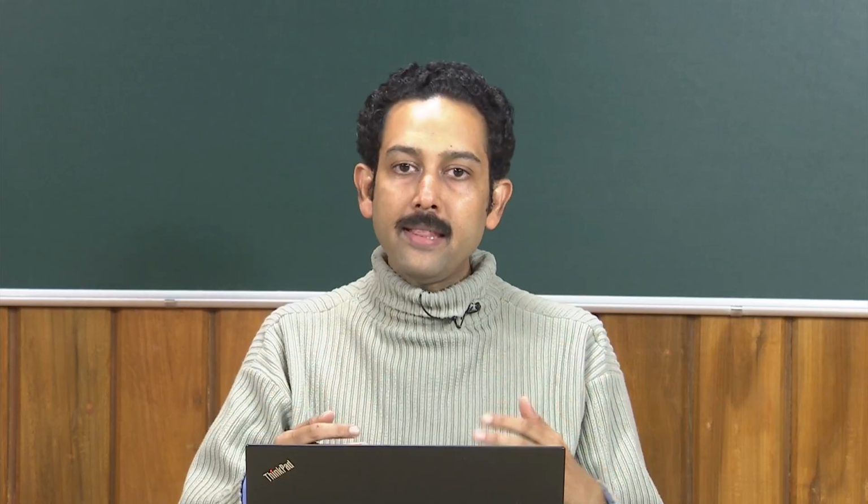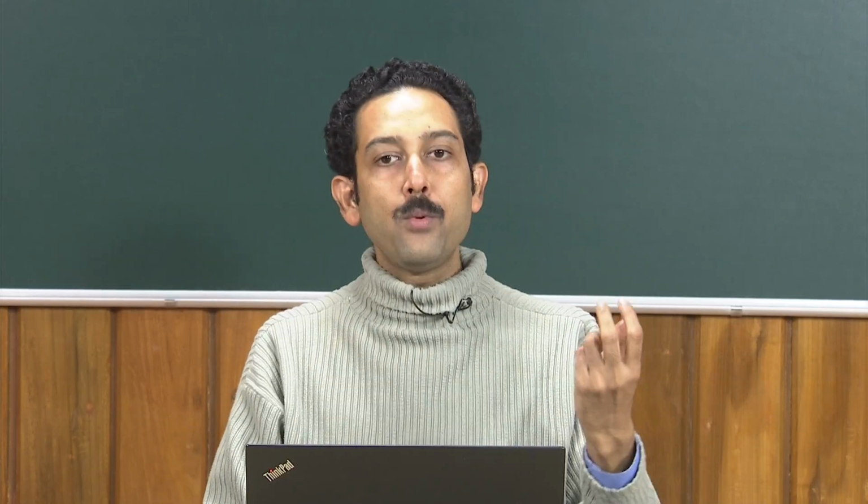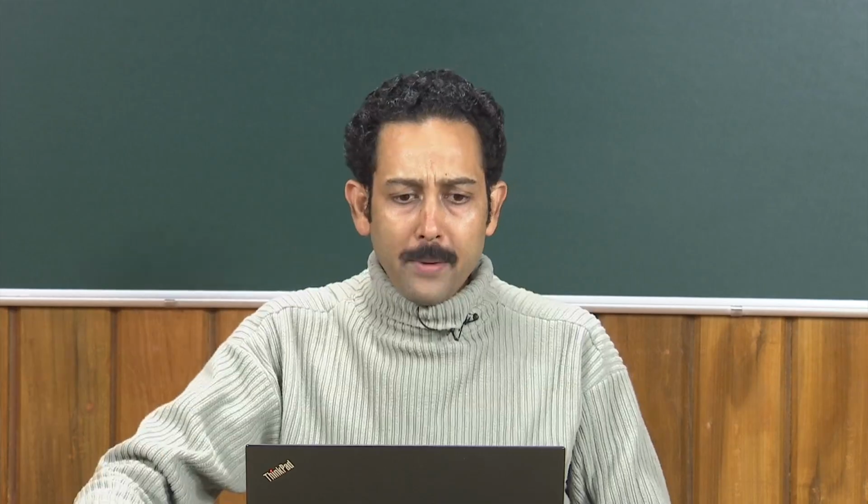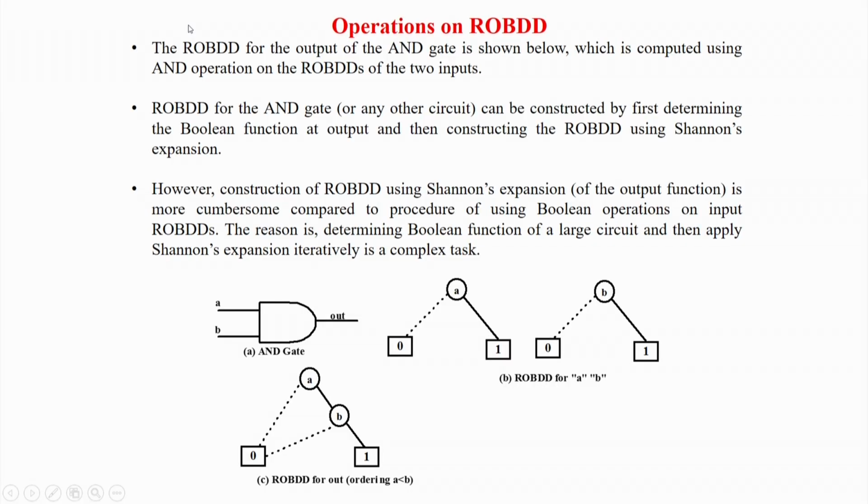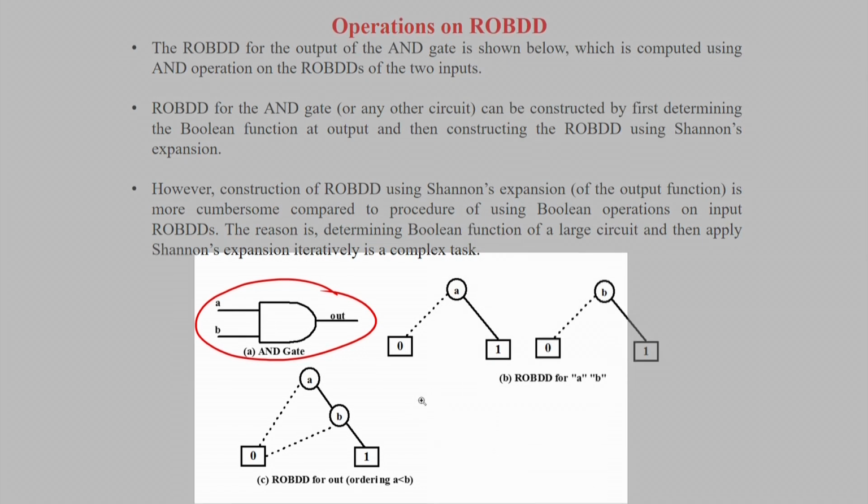But now we are going the other way around, where we will be doing it from the roots. Basically, what it says is the ROBDD for the output of an AND gate. We are taking the output of an AND gate, which we can compute by ANDing the two BDDs for A and B. As I told you, A and B are two variables. So what will the BDD look like?